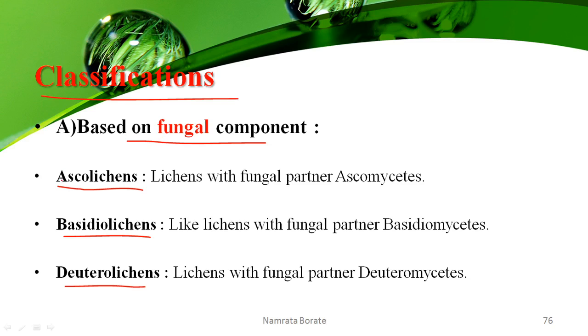On the basis of the fungal component, lichens are classified into three types. First is ascolichen, which means the fungal partner present in the lichen is a member of the Ascomycetes. In case of basidiolichen, the fungal partner is a member of the Basidiomycetes, and deuterolichen means the fungal partner is a member of the Deuteromycetes.